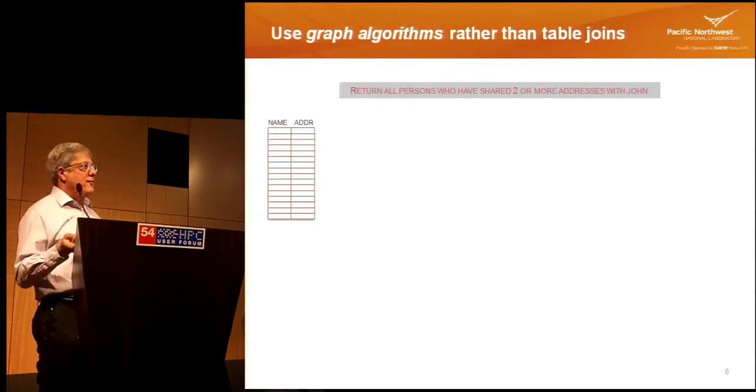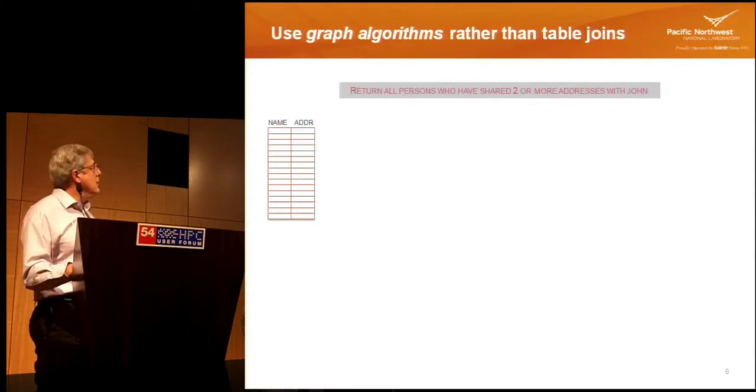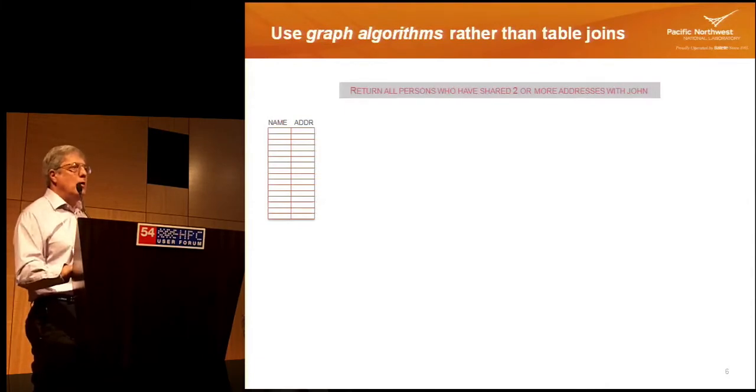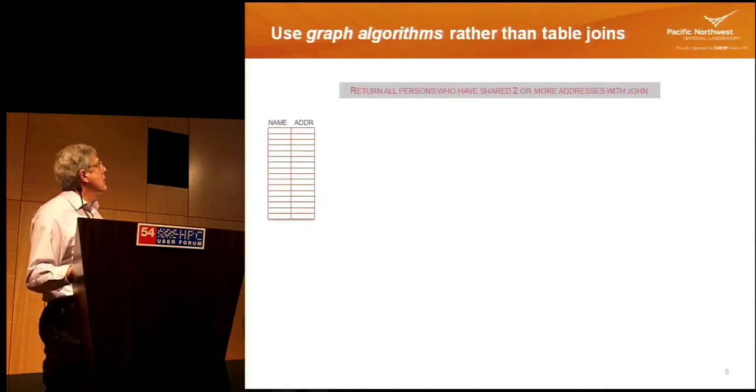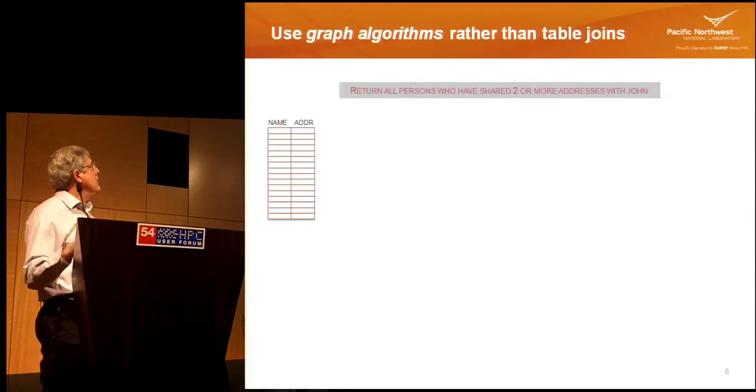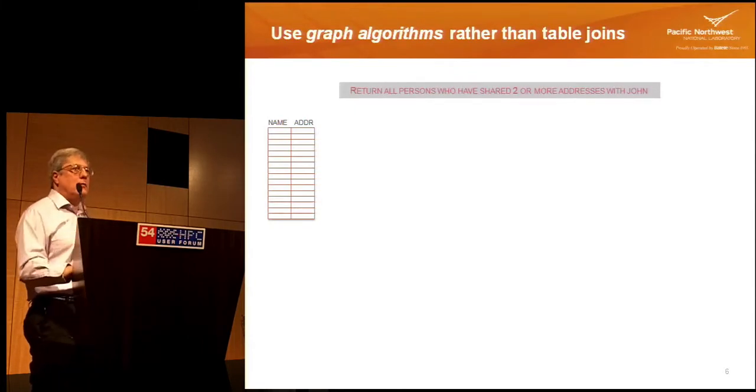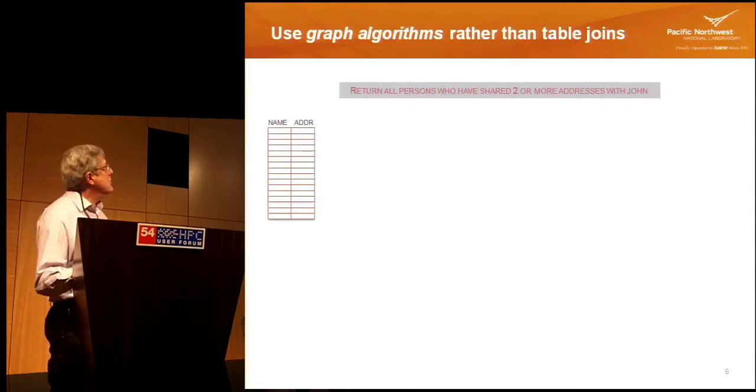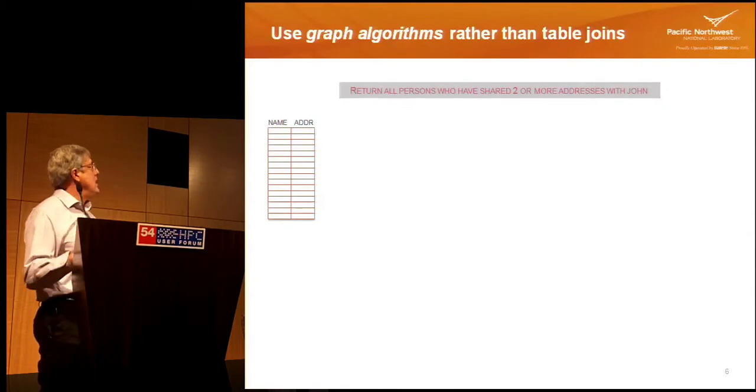Okay, so now that we have a graph, let's see if we can process things in a natural way. Here's a problem from the insurance companies. When you call in for a quote, they want to find out whether you're a good risk or a bad risk. So they have a table of names and addresses, and they want to find out whether you shared an address, or people you shared 2 addresses with, and whether they're bad risks increases your insurance rates. So they want to know who I've shared 2 or more addresses with.